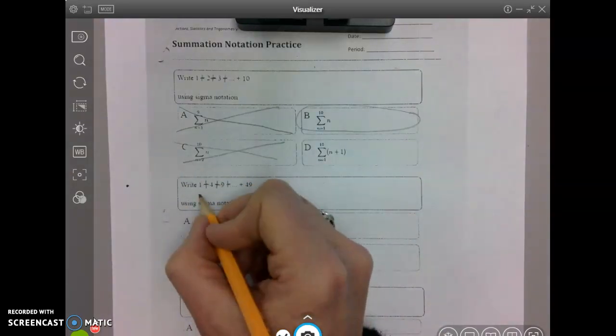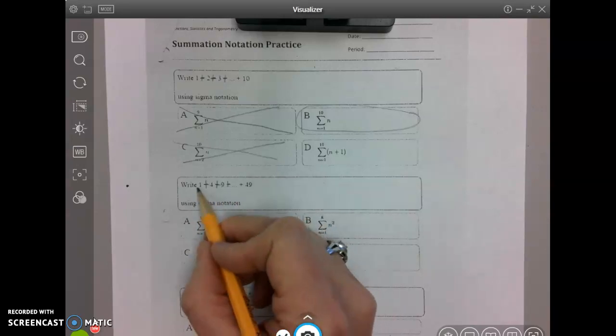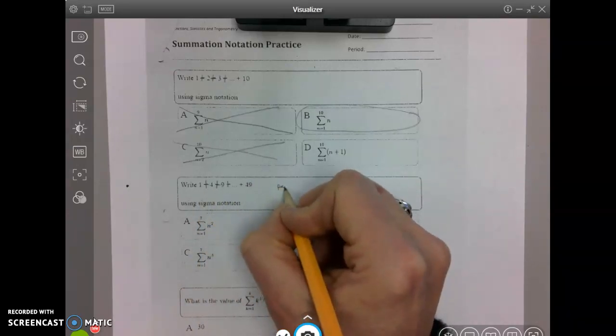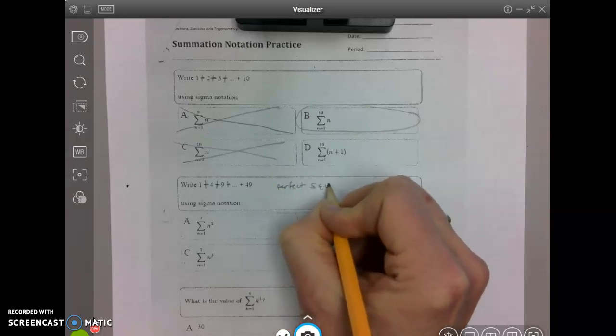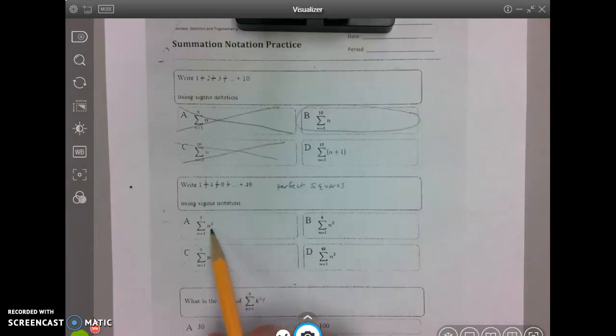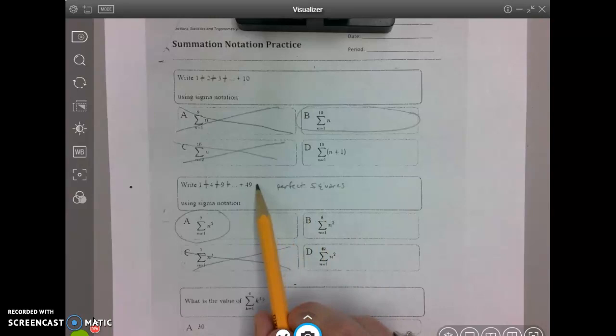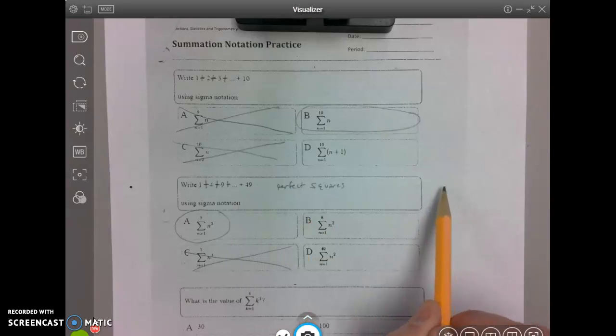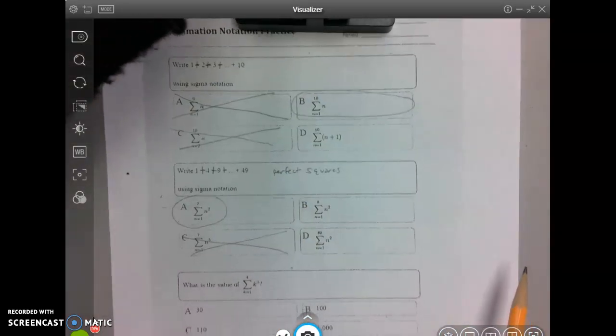Using sigma notation, this looks like 1, 4, 9, 49. I recognize that all of these are perfect squares. And so I'm thinking, looks like I'm going to have something squared. So I'm thinking A, B, or D. I'm thinking not C. This is 1 squared, and this is 7 squared. So I'm thinking it's A. If it went from 1 to 8, it would have to also have a 64 here. And if it went from 1 to 49, I'd have to go all the way out to 49 squared, and I don't want that. Let's go to the next one.